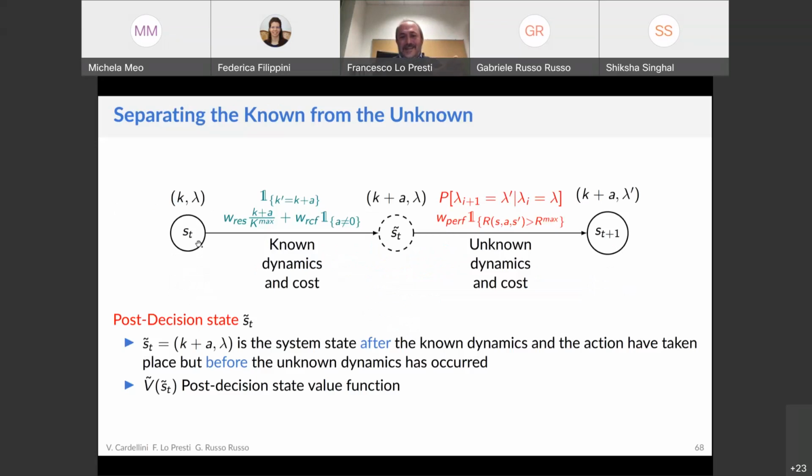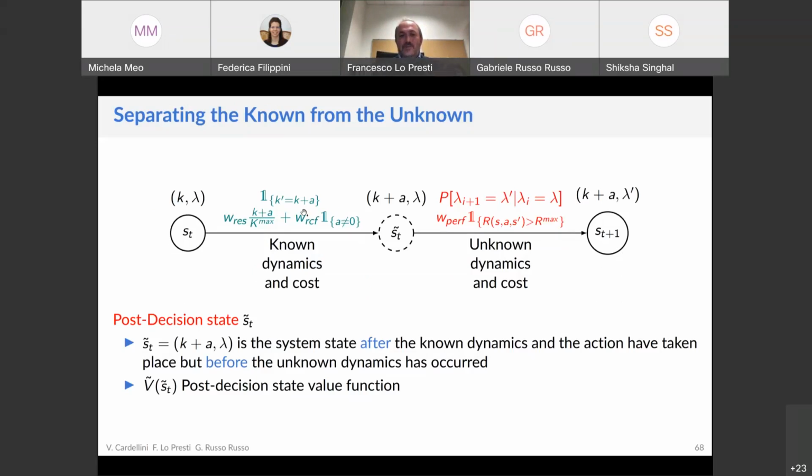Basically, the basic idea, then we will refer to the paper for the detail, is considering the transition from the current state to the next state as two distinct transitions. The first part is, in a given state, if I do one action, I pay a given cost known, which is the known dynamic cost.